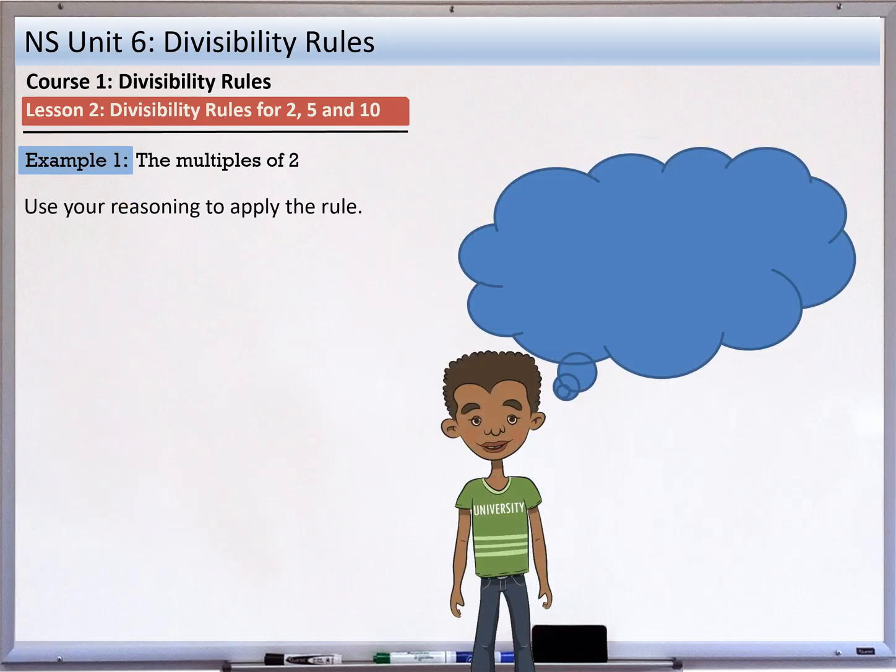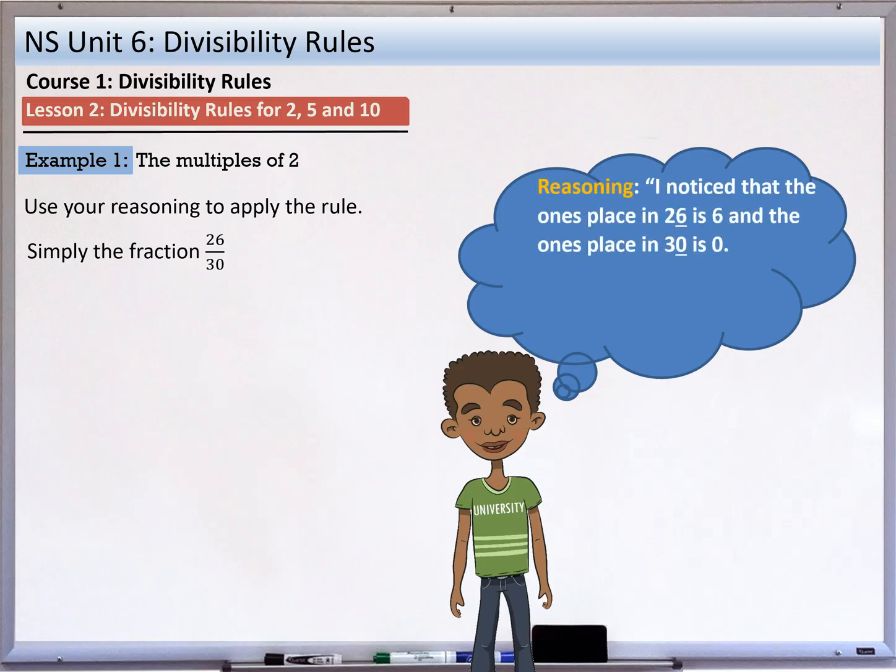Let's do an example and use our reasoning. Let's simplify the fraction 26/30. So here's an example of reasoning. Doesn't have to be exactly like this, but here's an example. I noticed that the ones place in 26 is 6 and the ones place in 30 is 0. Therefore, a common factor is 2. I can simplify by 2.